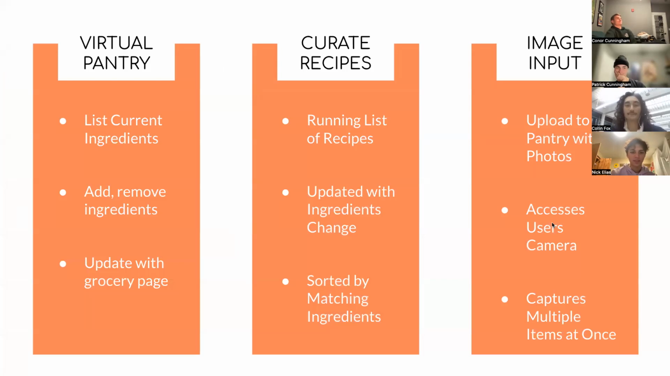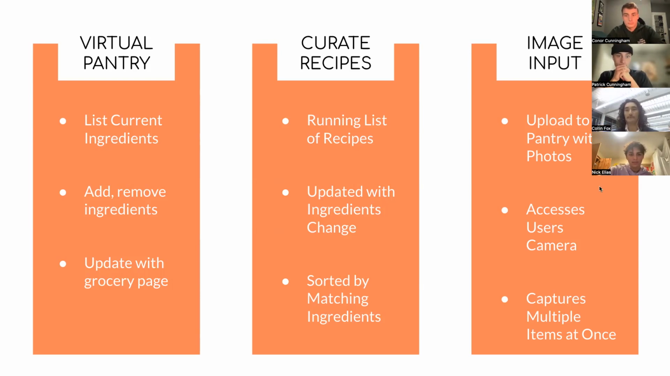Okay, so what our app does is we have our virtual pantry, which is supposed to let you input all the ingredients, and it will list all the current ingredients you have. You can add and remove them, and you can also update it using the grocery page. We'll go into the export button a little bit more later. With this virtual pantry, it will take the information of all the ingredients you have and give you a list of all the recipes you can make with those ingredients, and it will update every single time you update your ingredients list.